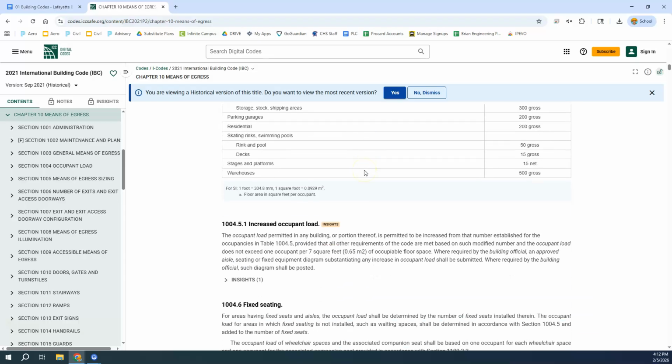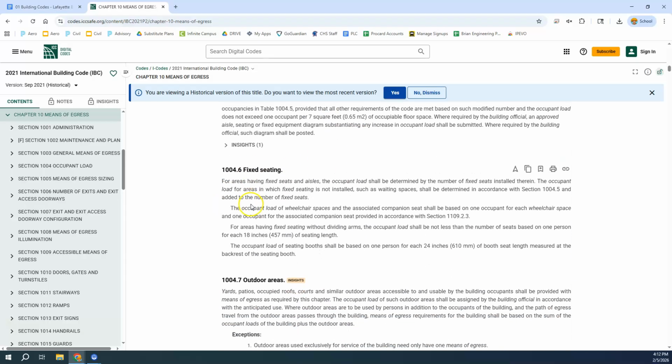So we go down, it's just below here. 1004.6 says for areas having fixed seats or aisles, the occupant load is just the number of fixed seats installed. So you're going to have to go to a floor plan of some kind for your In-N-Out or Chick-fil-A or Starbucks or coffee shop or whatever and figure out how many seats you're actually going to put in this place, and that's going to be your occupant load for that space.